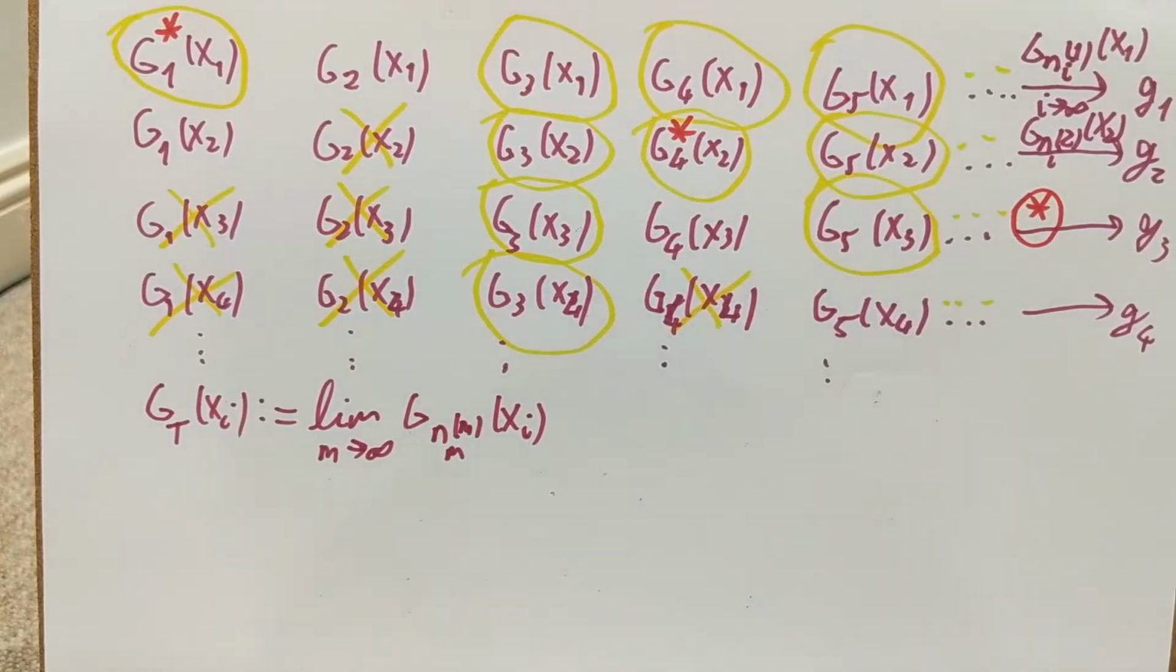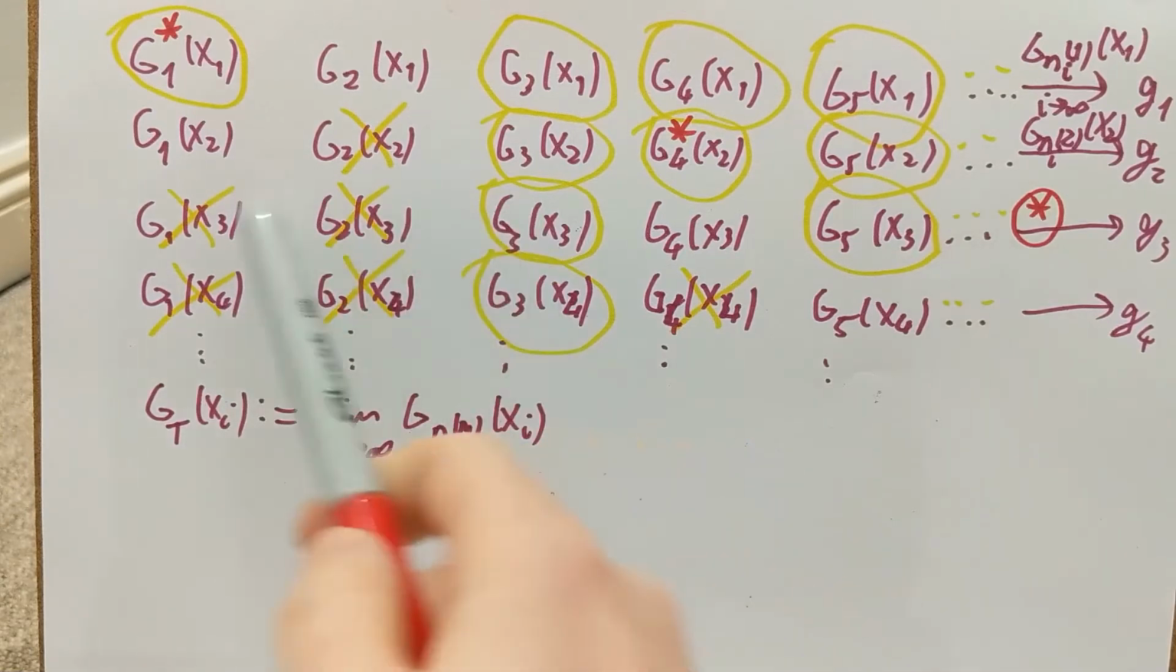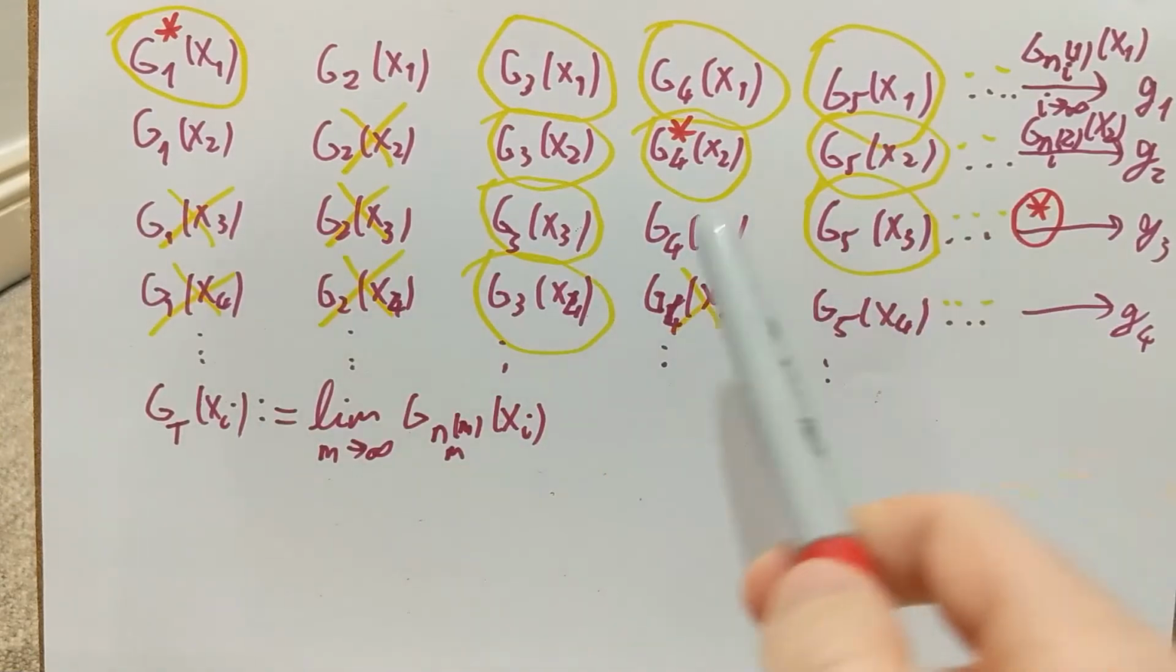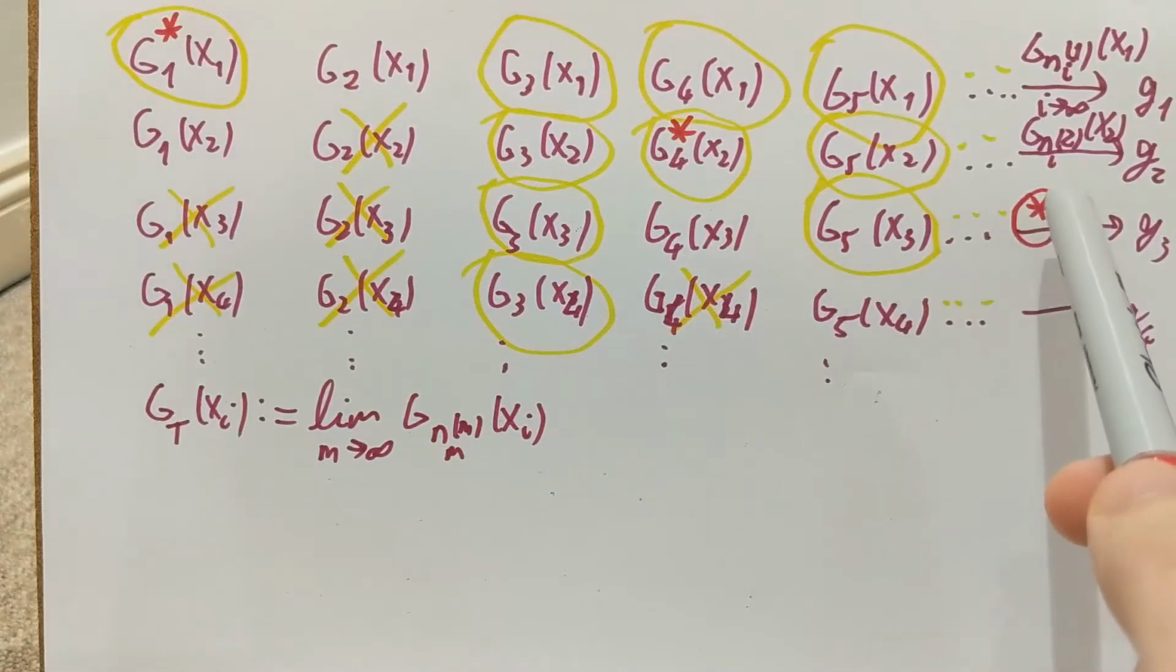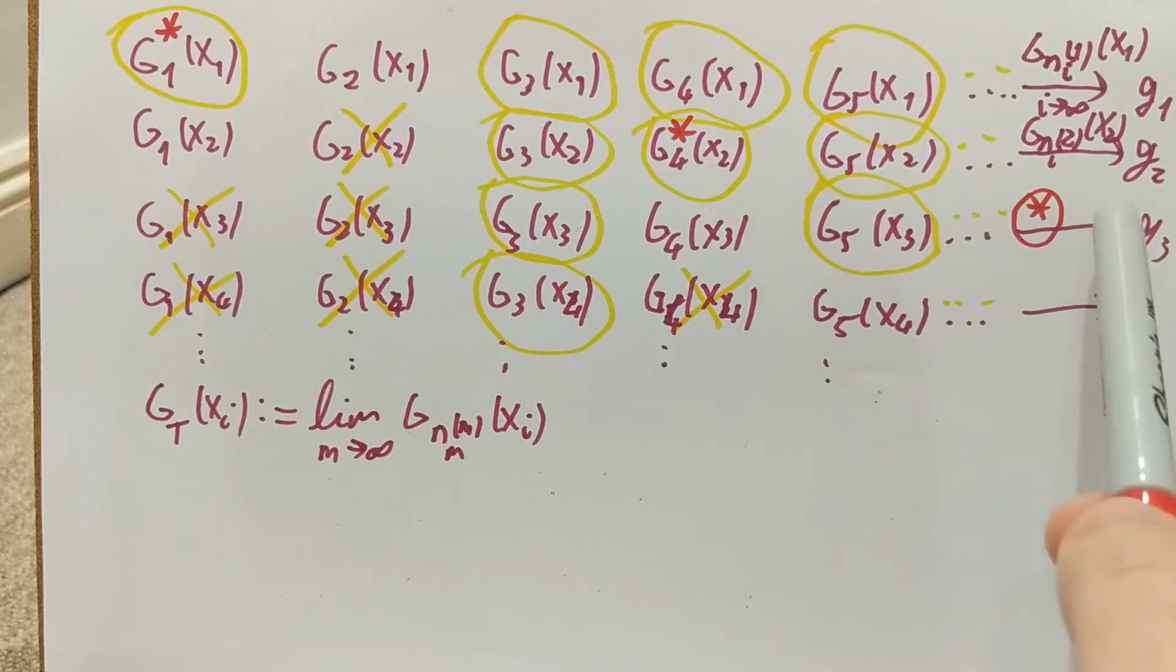Okay? What's the point in that? Well, the point is that if I now fix any xi and take m to infinity, then eventually, if I look at, for example, x3, then I'm looking at the third row, eventually I'm going to start looking at the starred members of this subsequence.